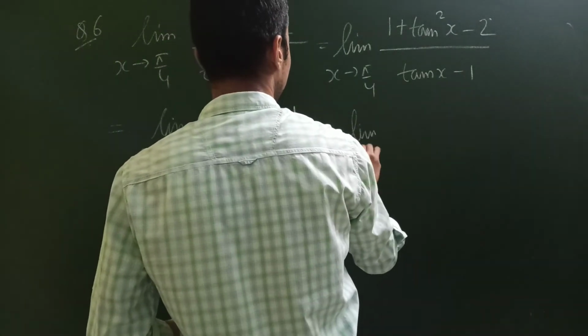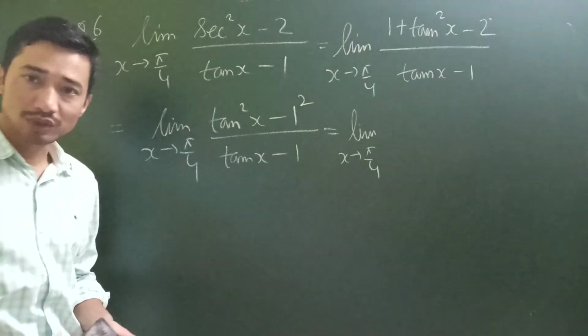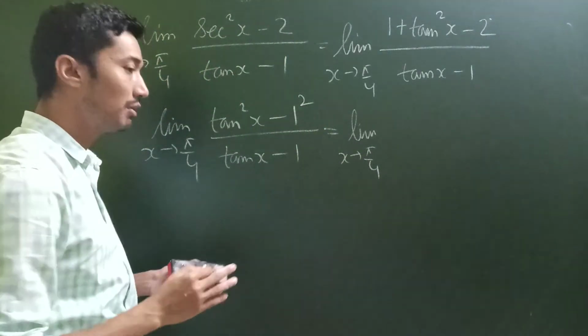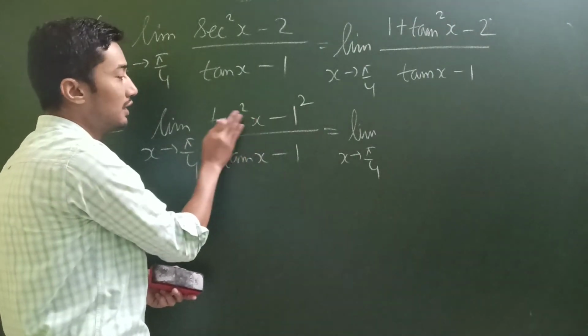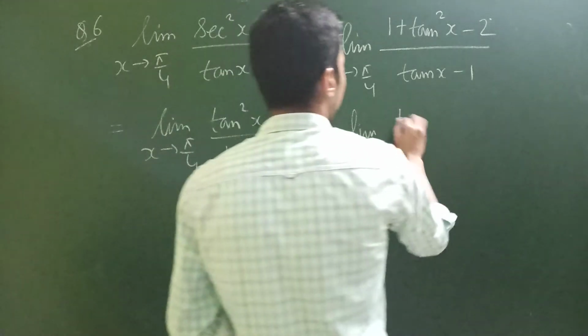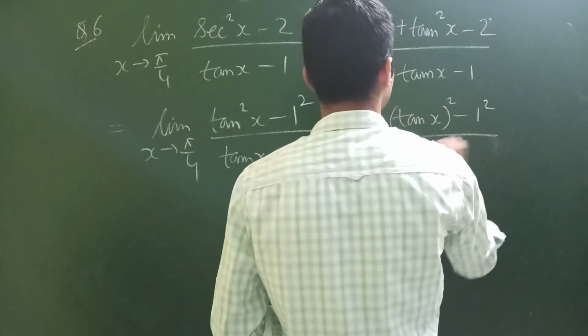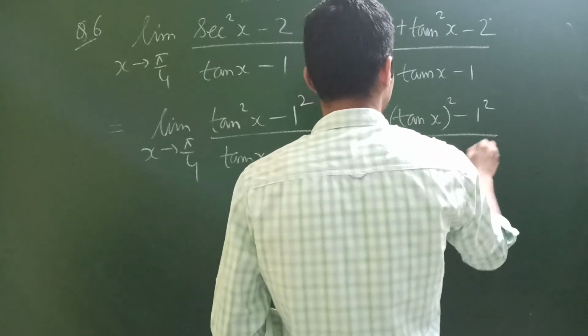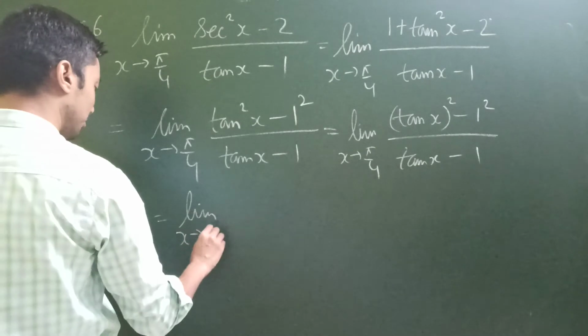Now let's continue here. That is limit x tends to pi by 4. Again, 1 I can write as 1 square. So again, see a square minus b square. We just did that, no? A square minus b square. What is a here? Okay, I'll just write. So that is tan x square minus 1 square divided by tan x minus 1. So what is the formula of a square minus b square? We've just done that in the previous problem.